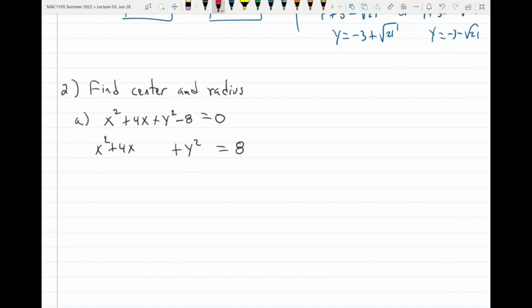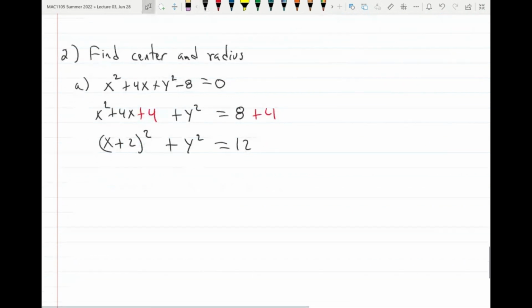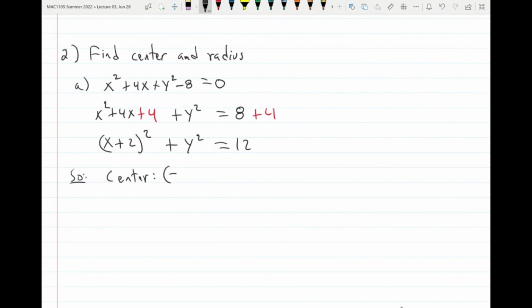Okay? So we add 4 here, but if I add it there, what else do I need to do? Add it to the other side. So now this becomes x plus 2 squared plus y squared equals 12. Do you understand this? So now we have this in standard form. So we are ready to write down center and radius. So what's the center? -2, 0.